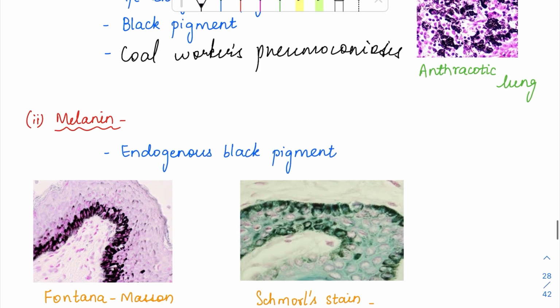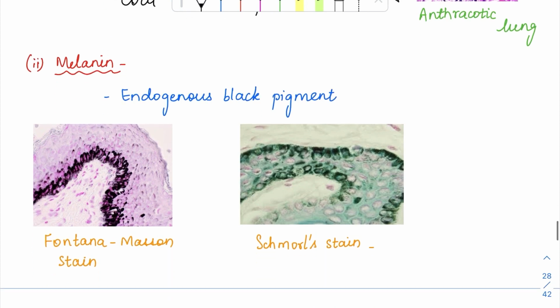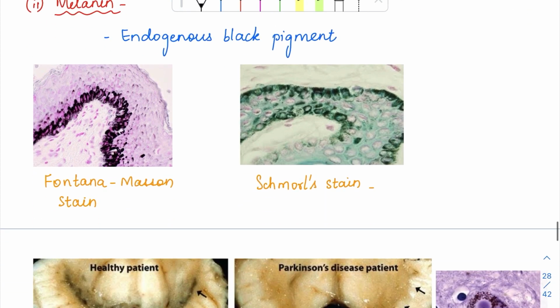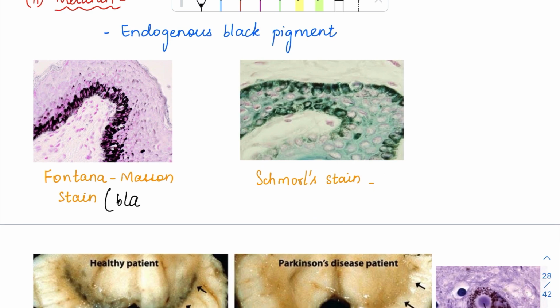So melanin is responsible for our skin color. We all know that, right? So melanin is going to be produced by melanocytes which are present in the basal layer of the skin. So melanin can be stained with the help of Fontana-Masson stain in which it is going to stain black. So the special stains are always important. So Fontana-Masson stain and Schmorl stain are going to stain melanin. So in Fontana-Masson stain, melanin will be stained black, while in Schmorl stain, it is going to be stained emerald green.